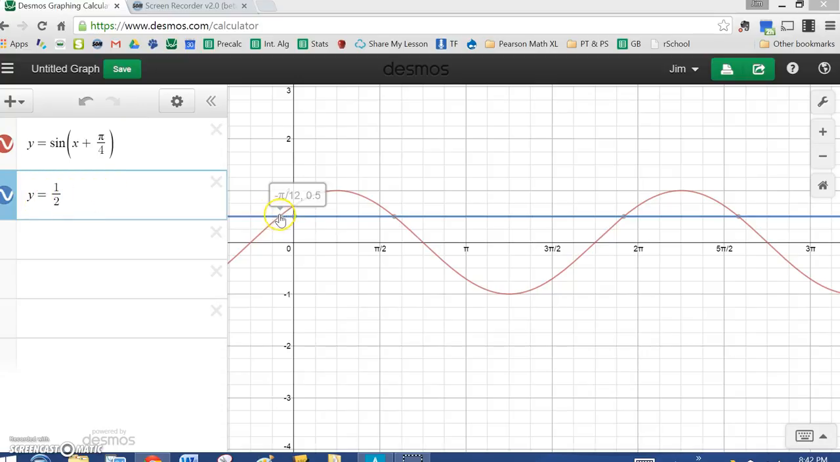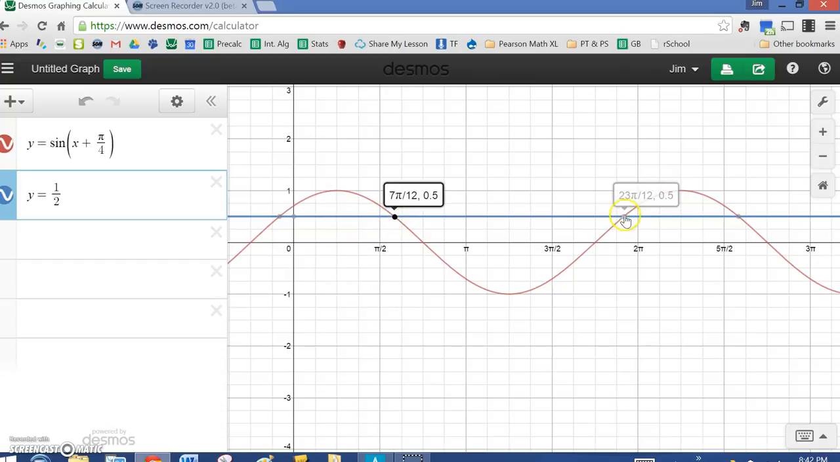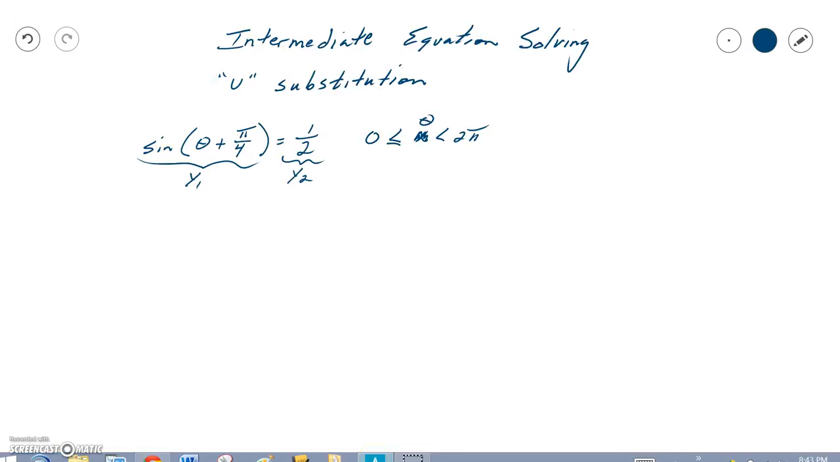So where do these intersect? Well, specifically between 0 and 2 pi, that's not between 0 and 2 pi. Negative pi over 12 doesn't work. 7 pi over 12 is a solution. 23 pi over 12 is a solution. So according to the graph, there's going to be two solutions here: 7 pi over 12 and 23 pi over 12. We're going to find those.